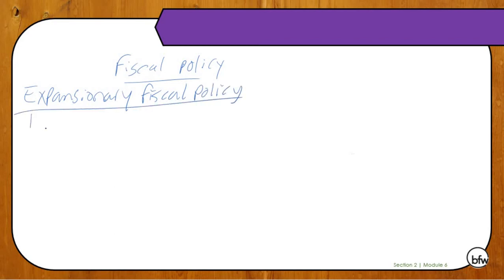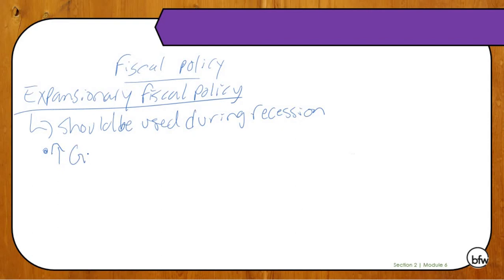All right, remember that should be used during recession. All right, the things of expansionary fiscal policy, that's going to be an increase in government spending. It's supposed to be an arrow pointing upwards, so that's going to be a decrease in taxes and an increase in government transfers.